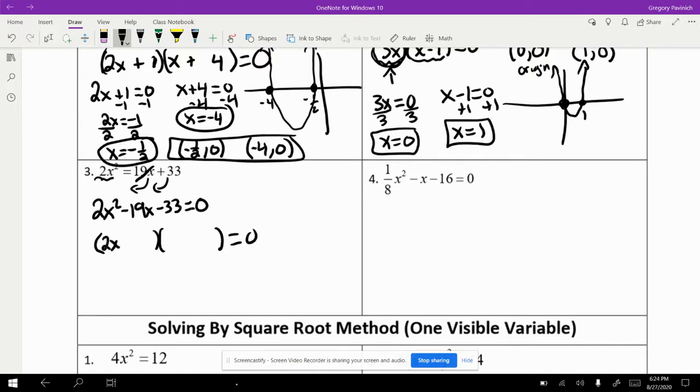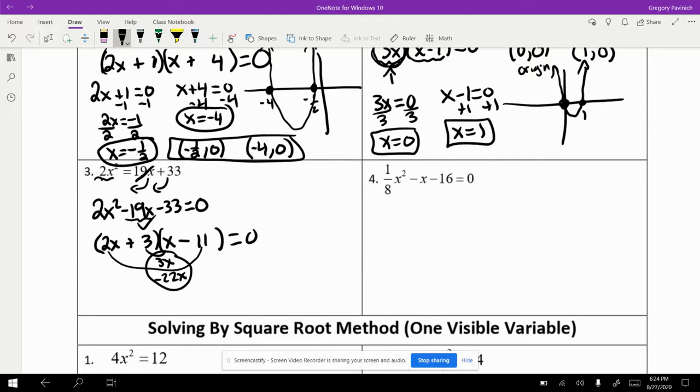Have a 2x and an x. Negative 19 is quite a big number, so I'm going to need a negative and a positive. I'm going to put 11. That gives me negative 22x. My next one's going to give me a positive, which will cut this negative down a little bit. Gives me a positive 3x, and together those add to get me negative 19, so those are the correct two factors.